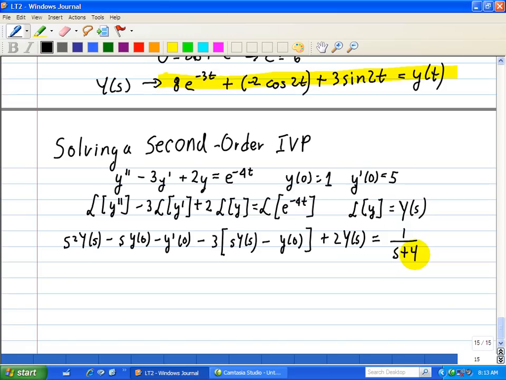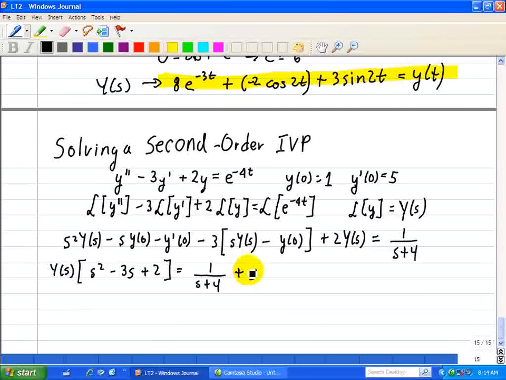Now applying the initial conditions and factoring out the Y of s, that leaves s squared minus 3s plus 2. And then we'll substitute the initial conditions. We'll put it on the other side. So that's 1 over s plus 4, plus s. Here y of 0 is simply 1, so there's just a 1 in front of this coefficient. I'll just put that for emphasis.